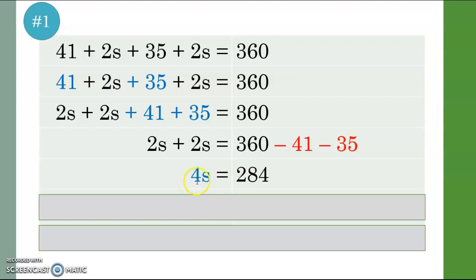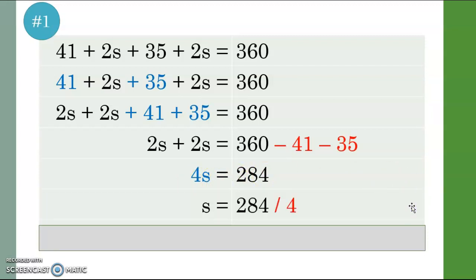So now we have 4s equals 284. On the next line, we're going to perform another inverse operation. We have 4s on the left. 4s is really 4 times s. S is being multiplied by 4.